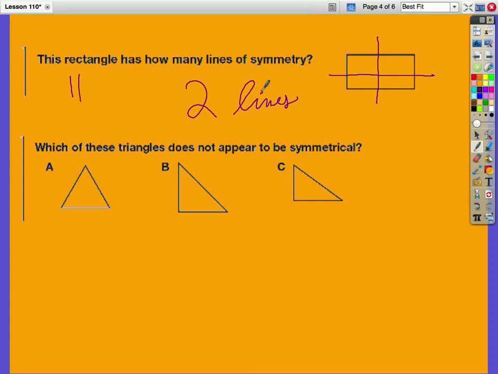The next question says, which of these triangles does not appear to be symmetrical? So, which one does not have a line of symmetry? Well, if we look at A, I can go straight down, those two line up. And actually, this one has a few lines of symmetry in it. An equilateral triangle has 3 lines of symmetry.